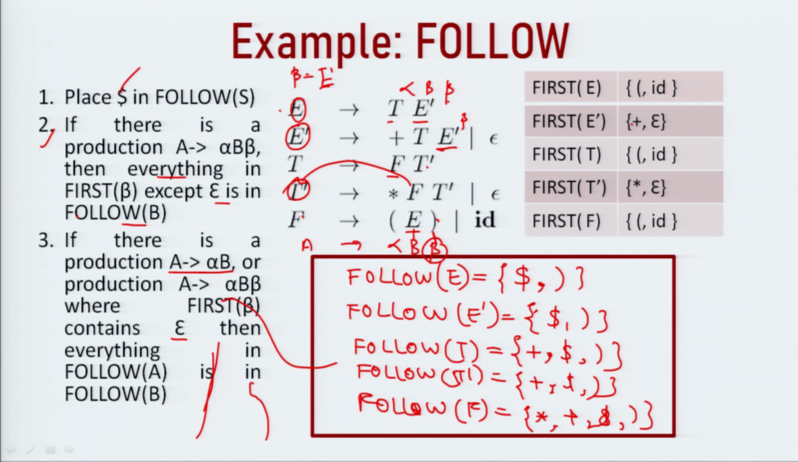Now, F is lying here also. So, again we will apply the same, first of T prime. So, we have already added, now we will look at left hand side, we will obtain follow of T, and whatever is in follow of T will be added also in follow of F. So, follow of T means plus, we have already added, dollar added, and closing parenthesis, all are added. So, this is the method of obtaining follow for any grammar.